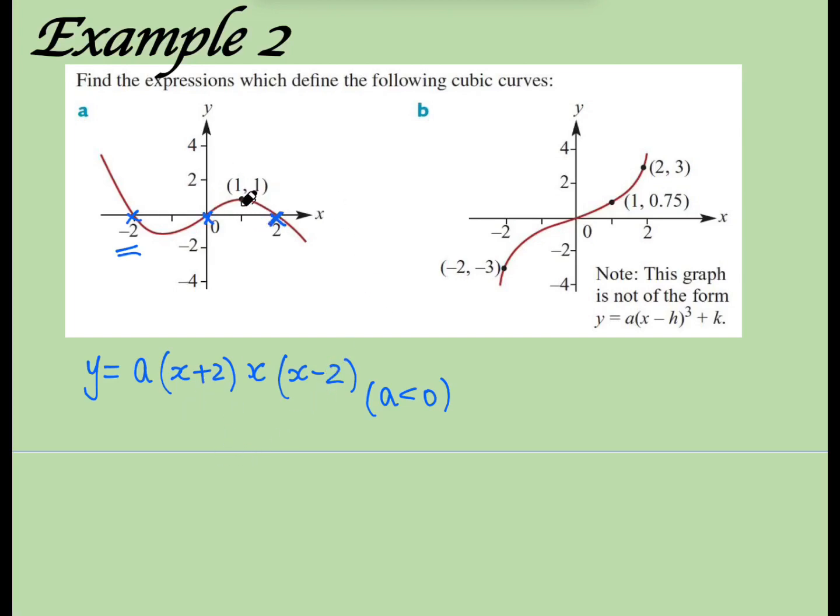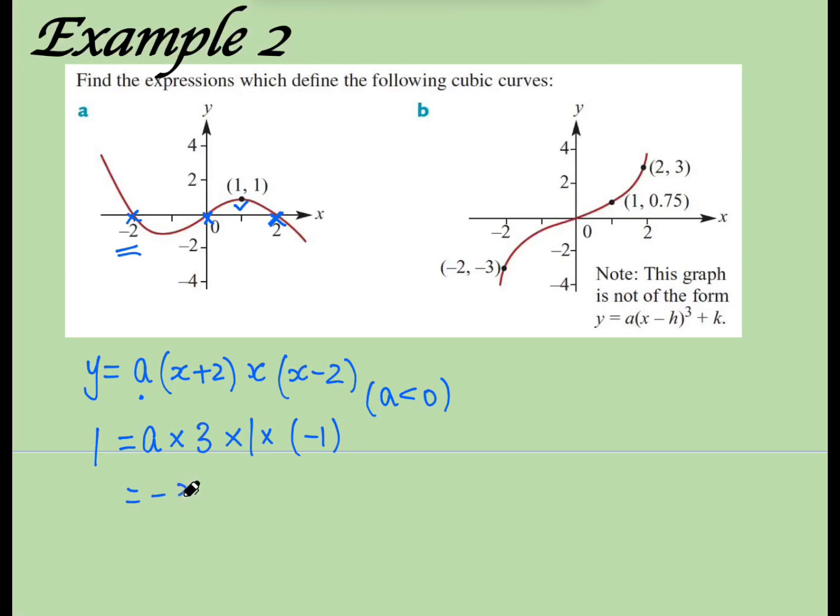Then we are going to use another point which is provided on the diagram, which is (1, 1). Substitute this point into the function to determine the value of a, and we are going to see y is replaced by 1 and x is replaced by 1 as well. Then we will have 3 times 1 times -1.